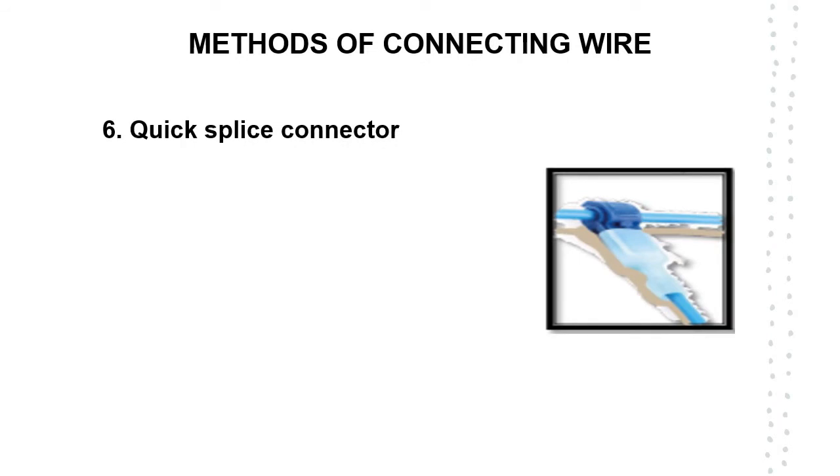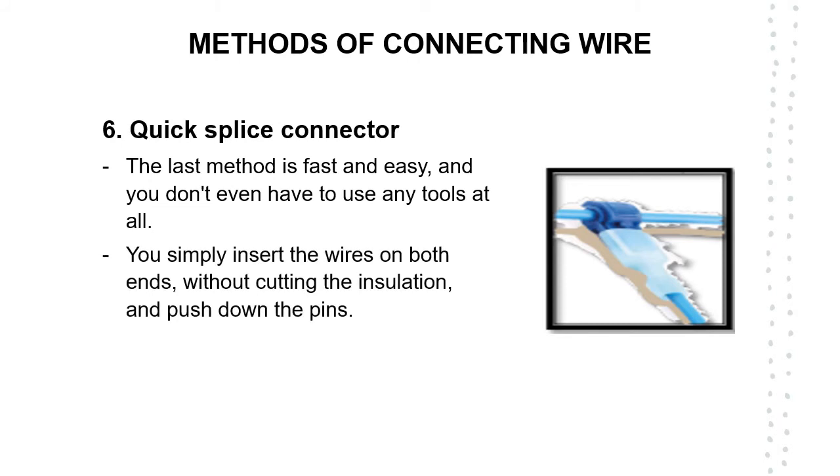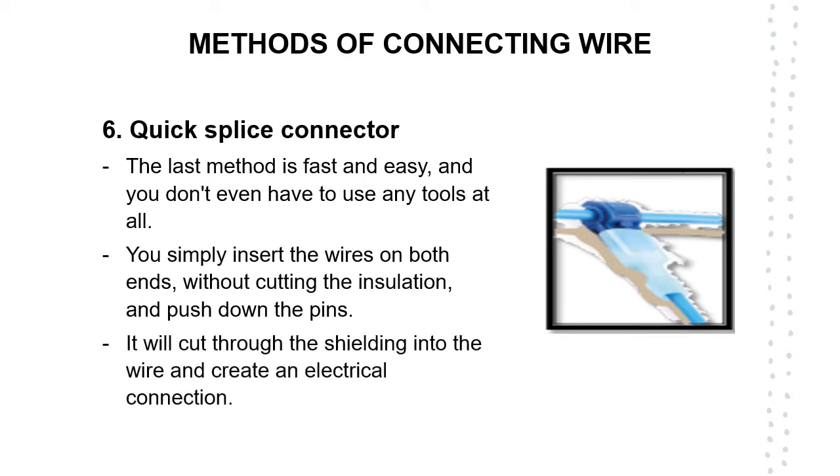Number 6. Quick splice connector. The last method is fast and easy, and you don't even have to use any tools at all. You simply insert the wires on both ends without cutting the insulation and push down the pins. It will cut through the shielding into the wire and create an electrical connection.